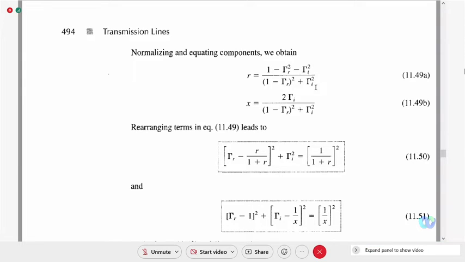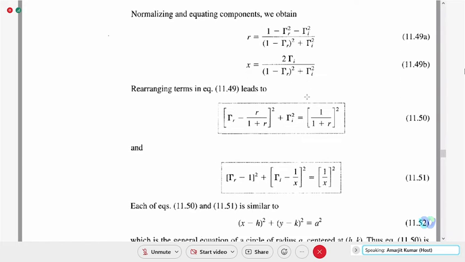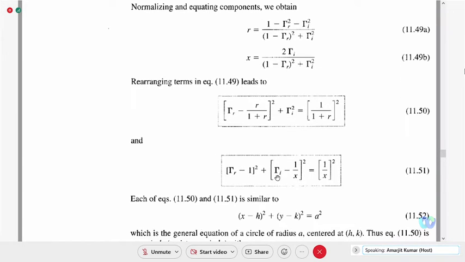So this small r and a small x. Again, if we rearrange these two equations, r and x, we can write the same equation in this form: (gamma r minus r divided by 1 plus r) whole square plus gamma I square is equal to 1 divided by (1 plus r) whole square. So this is a locus of circle.